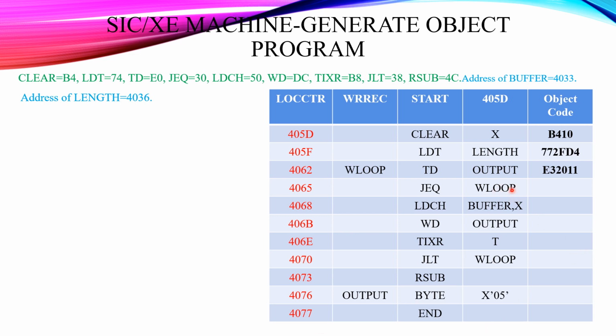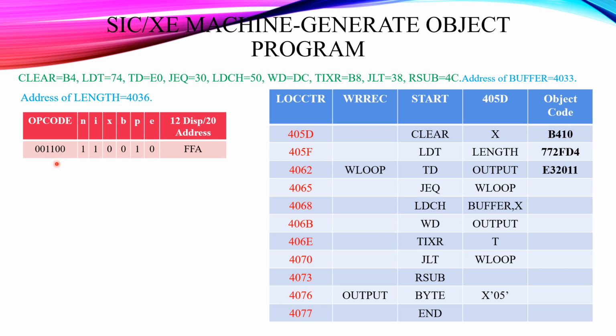The next instruction is WLOOP, where it is also a format 3. This is the representation of the WLOOP instruction. It is given as JEQ, where it is 30, where we need to write it in binary form. This is the representation 001100, where we are not using any indirect, immediate addressing or hash symbol, so it will be 11. We are not using any index register, so it will be 0, and the B and P values will be decided based on the displacement PC value, where E is 0 because it is a format 3. If it is format 4, the E value will be 1.